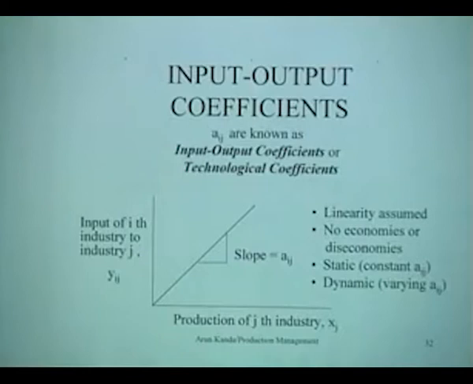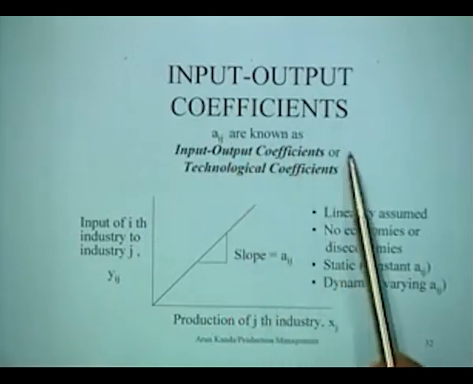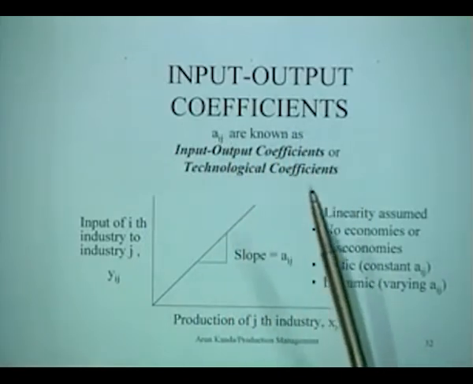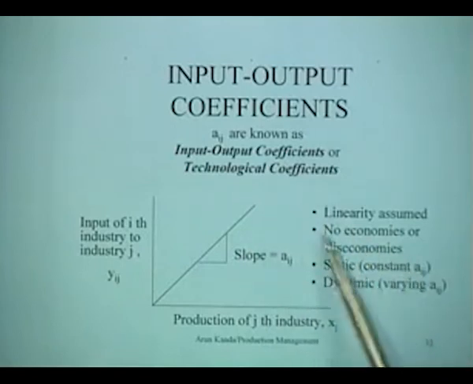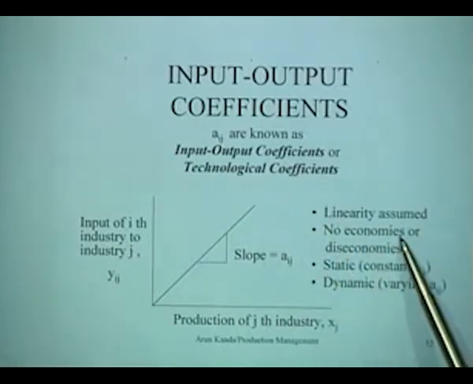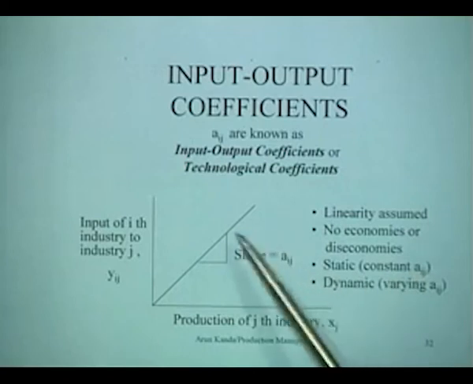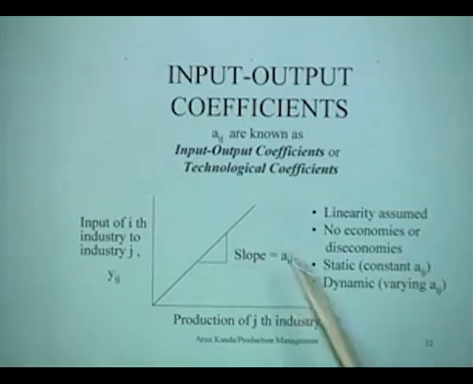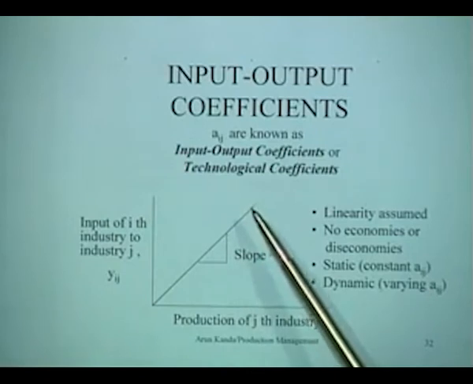What we can then say is that if you plot the relationship between Yij and Xj, where Yij is equal to Aij Xj, this would be a straight line whose slope is Aij. So the Aijs are known as the input output coefficients or the technological coefficients, and here we are assuming linearity, not any economies or diseconomies of scale. It is a static situation in which Aij is constant, and if it is a dynamic situation then Aij would be allowed to vary.